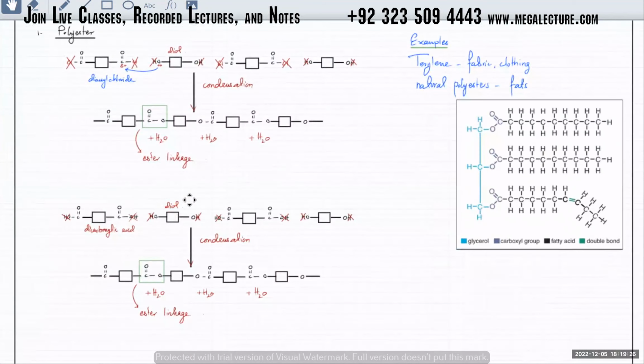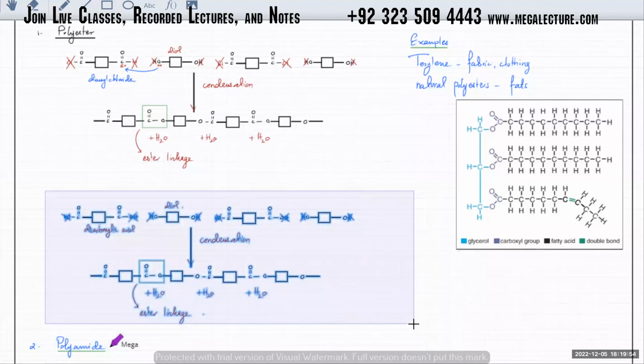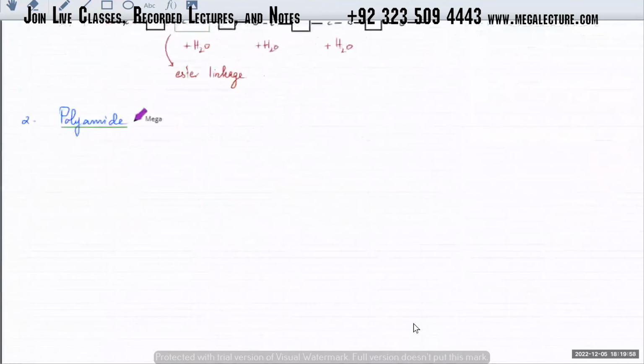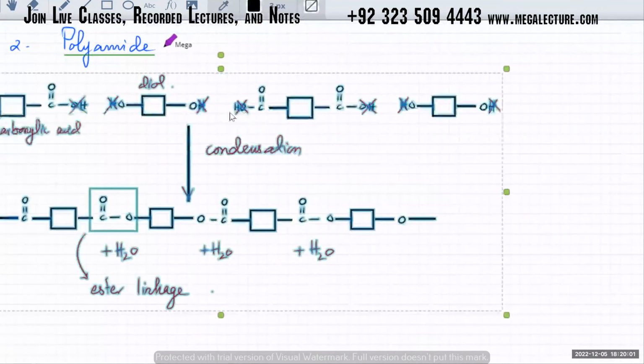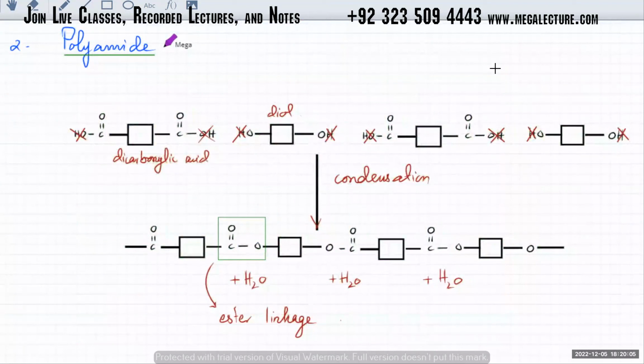I said then you have another one which is polyamide. Okay, which is also kind of वो second type है, ठीक है, of a condensation polymer. So I'll just copy the same one and make the changes on it. Okay, the only difference is it's not going to have an ester link, it's going to have an amide link. And the monomer in this case is going to be, instead of the carboxylic acid is still there. Actually, they don't actually use the carboxylic acid. What they use is an acyl chloride, okay?